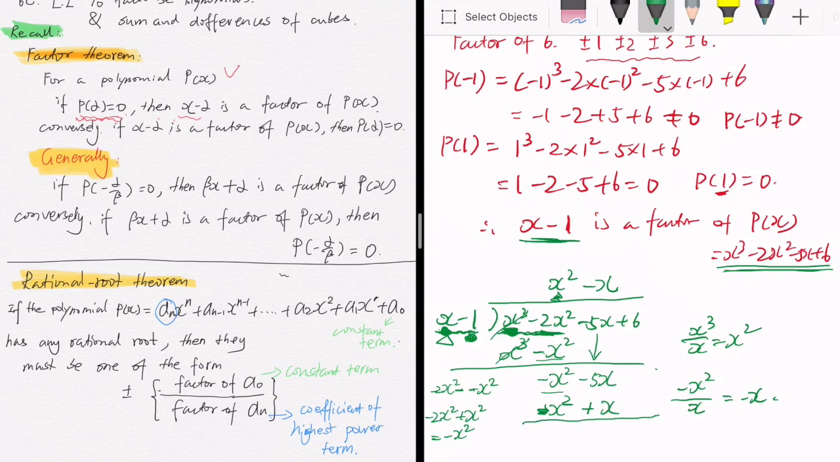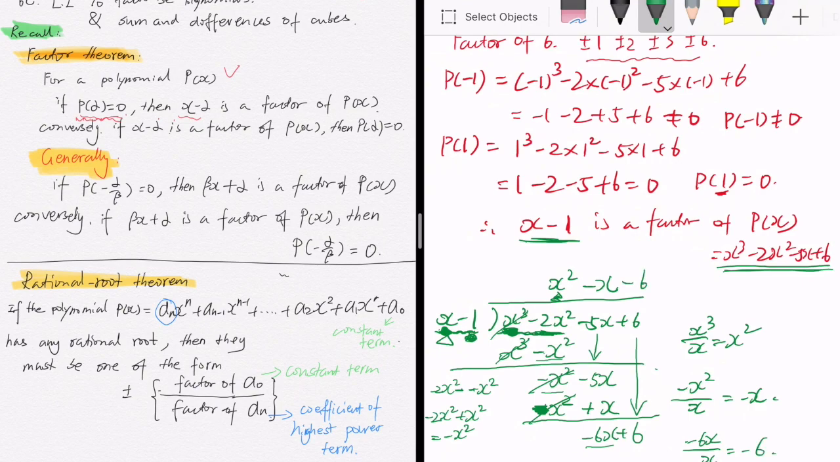Then that cancels out, and minus 5x minus x, you get minus 6x. And I'm going to bring one more down, so that becomes plus 6. Okay, so we're going to do that again. The highest power term, negative 6x, divided by the highest power term of your divisor x, and then you have negative 6. So put that negative 6 over here.